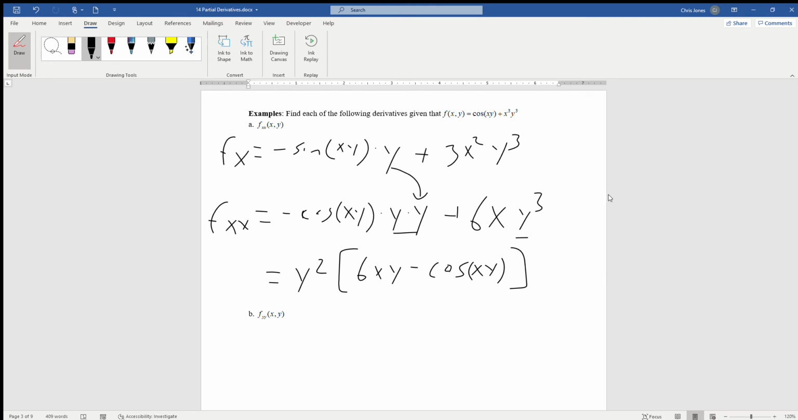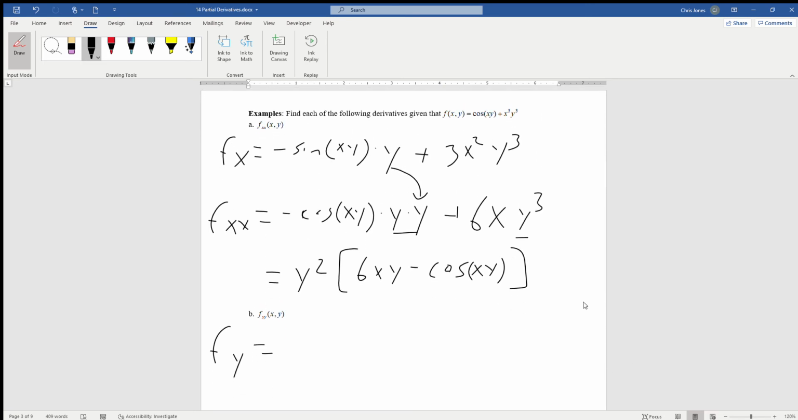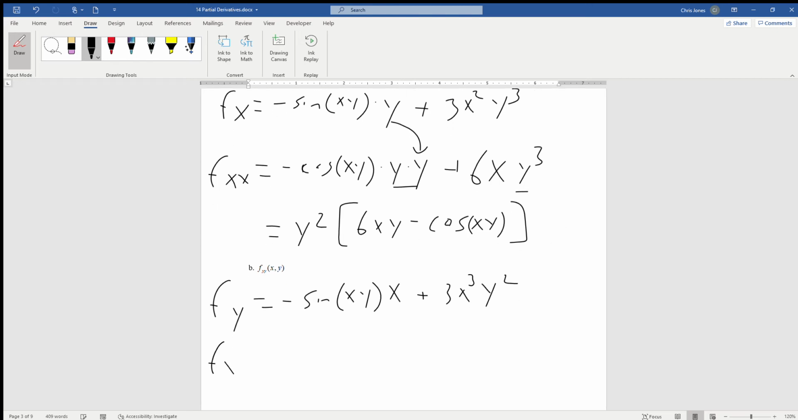Now let's see if fyy is any different. So fy, first of all, derivative of cos xy is again negative sine xy. Derivative of xy with respect to y is x. Derivative of x cubed y cubed is going to be 3x cubed y squared. And fortunately, fyy is not too bad.